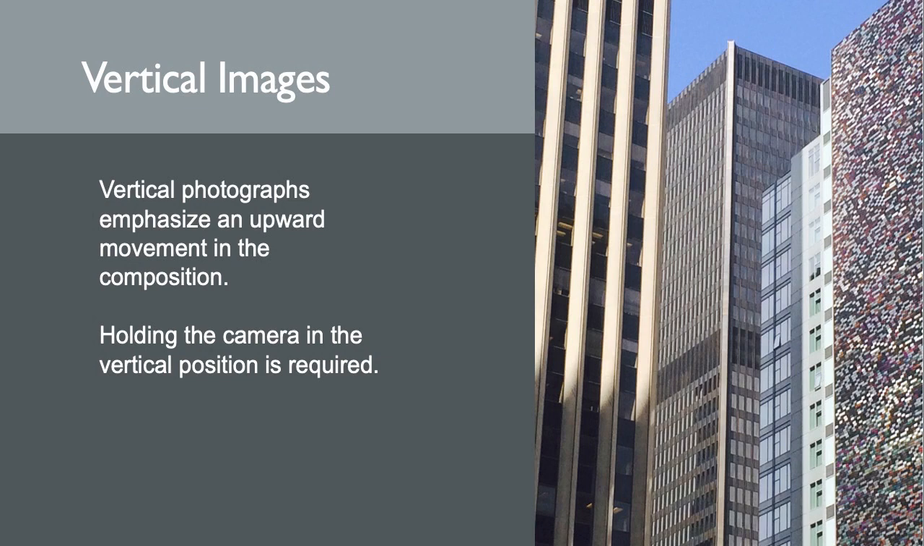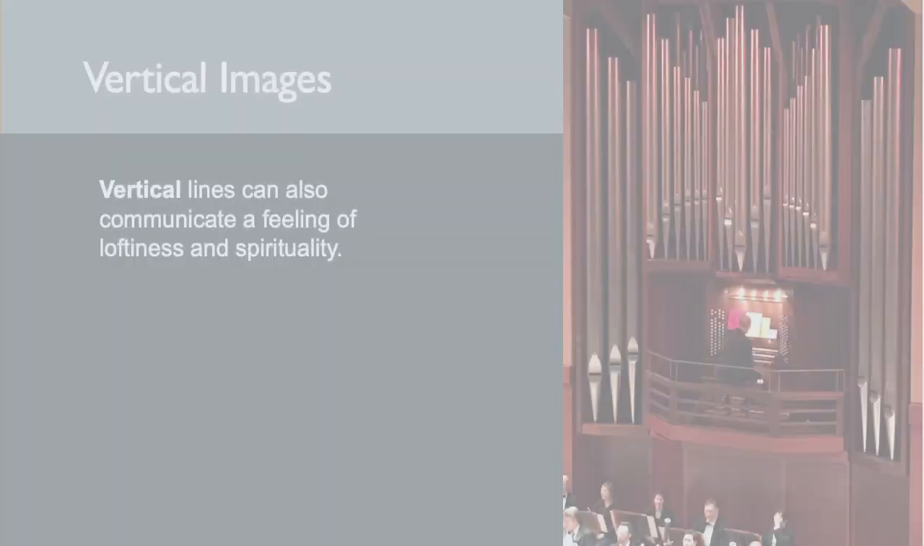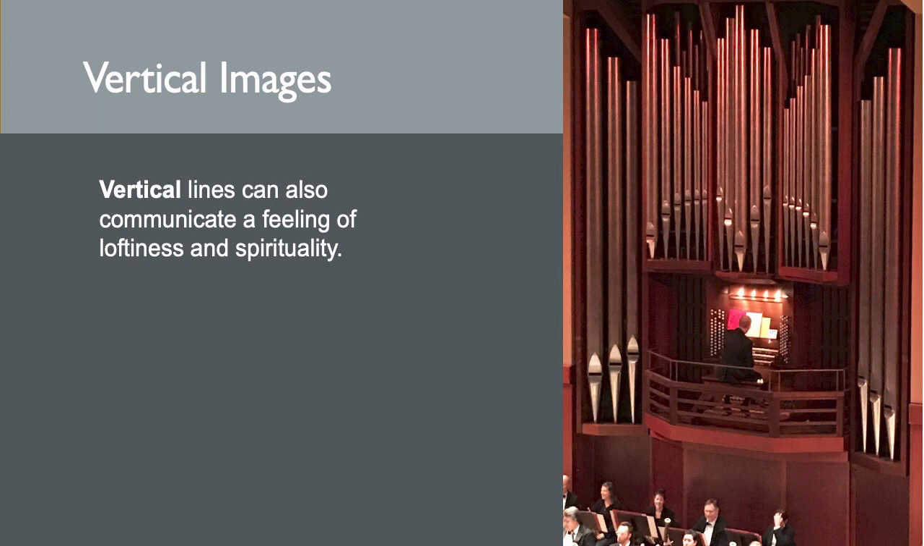Vertical photos emphasize an upward movement in the composition, sometimes portraying a feeling of dominance. Erect lines seem to extend upwards beyond human reach towards the sky. They are often found in public architecture, from cathedrals to corporate headquarters. Holding the camera in the vertical position is required. Vertical lines can communicate a feeling of loftiness and spirituality. Extended vertical perpendicular lines suggest an overpowering grandeur, beyond ordinary human measure.